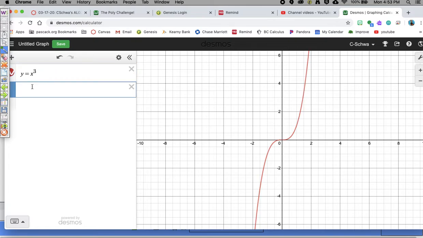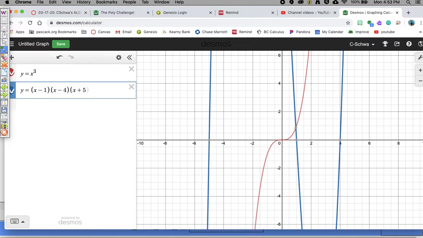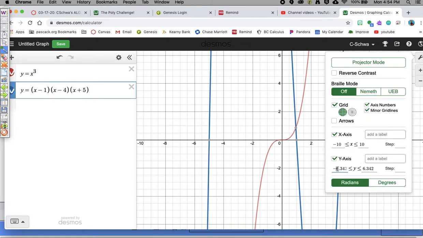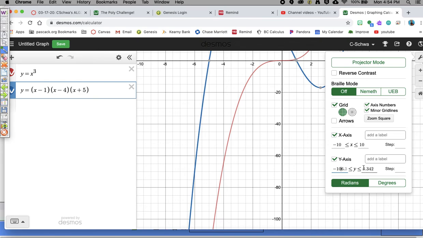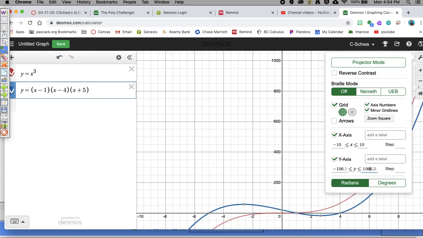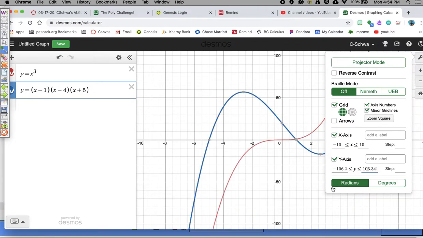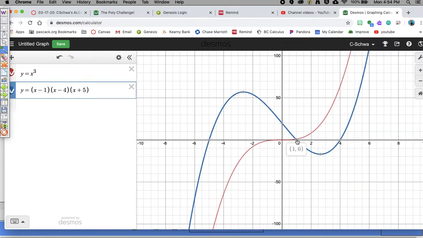But if I, on the other hand, type in something like y equals (x minus 1) times (x minus 4) times (x plus 5), you just saw something interesting happen, didn't you? I am going to make this 106 so you can get a feel. I don't like that, that's too big. 106 like this. What I want to show you is super interesting.